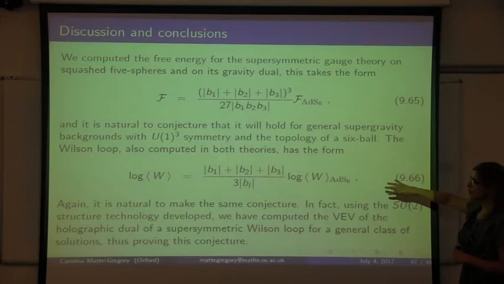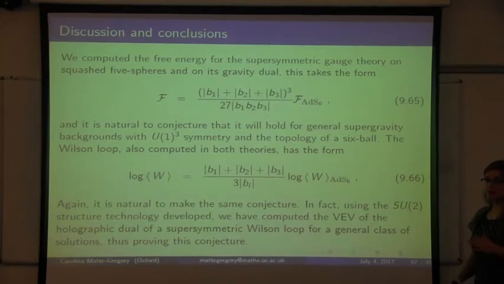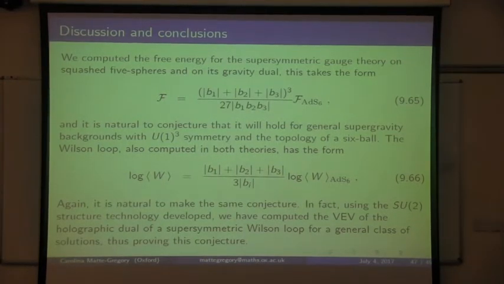And then for the Wilson loop, it only depends on these B's. We thought that it's natural to make exactly the same conjecture. In fact, I didn't put the results here, maybe I should have. In fact, using this SO2 structure, you actually have many more applications, but one of the things that we did in the second paper was to use this SO2 structure to rewrite the action of the fundamentals.